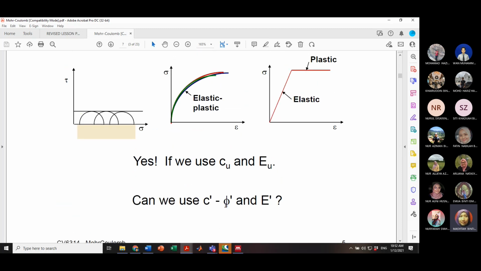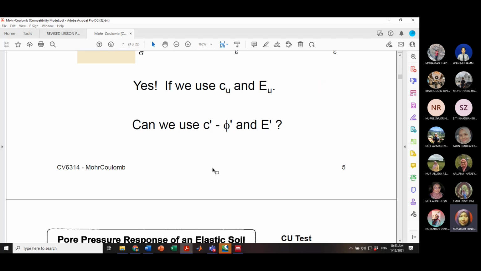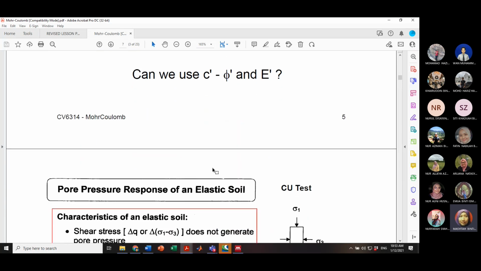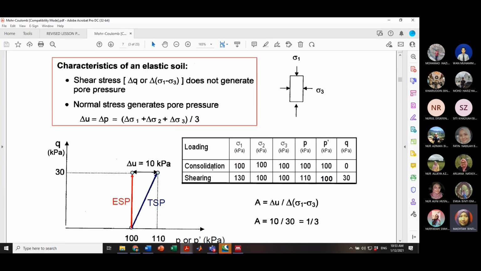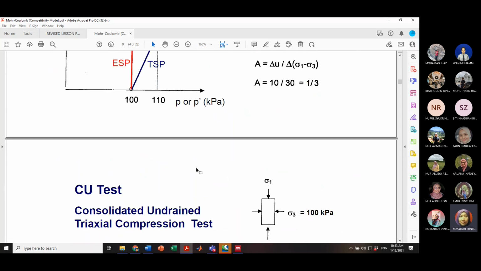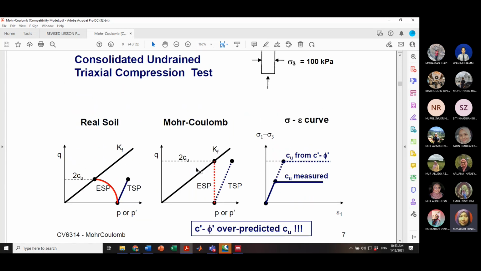So this also tells the same explanations. At this point you can use CU and EU. How about if you want to use effective c and effective phi? This is the condition, how it is explained to you, the comparison between the real soil and the Mohr-Coulomb model. This is what it says as overestimated.